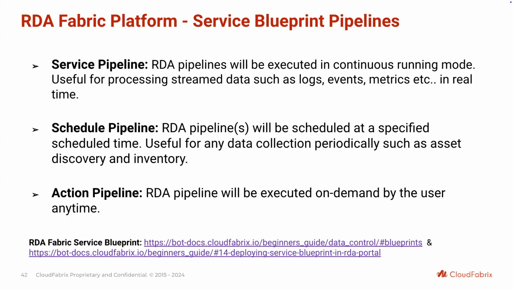as per the configuration within the RDA pipeline. What is a scheduled pipeline? An RDA pipeline that will be scheduled at a specified time. These pipelines won't be running all the time. These will be running only based on the schedule definition that you configured in the service blueprint.